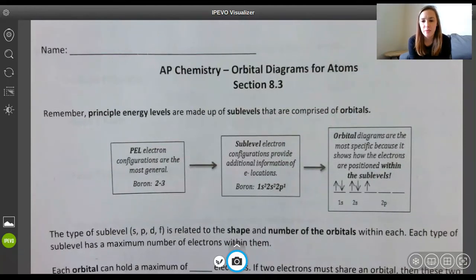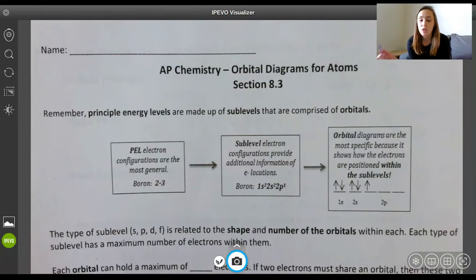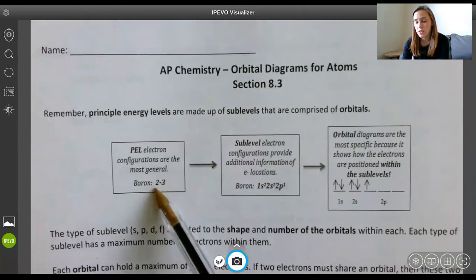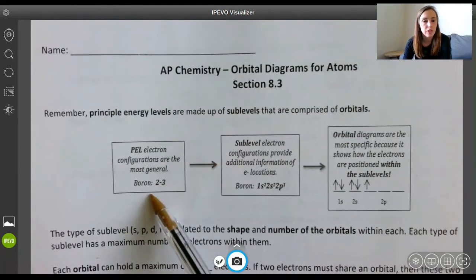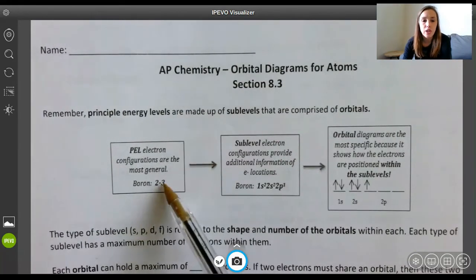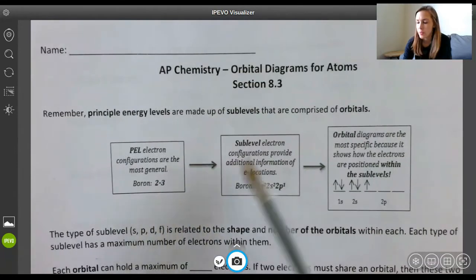Hello, everyone. We are going to go through those orbital diagrams that we discussed in class, just in case you missed anything. So let's remember that we started off our whole discussion on electron configurations based on our principal energy levels. And remember, that's the most general arrangement of electrons, just knowing how many are in the first shell, how many are in the second shell, and so on.